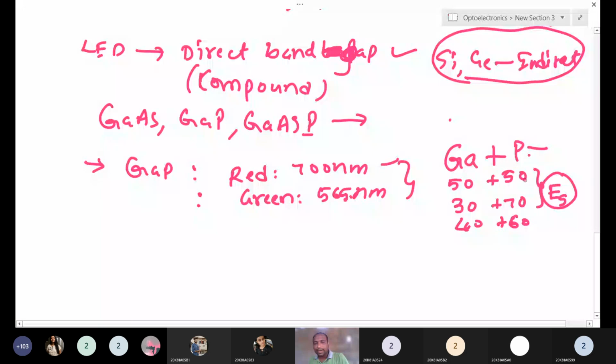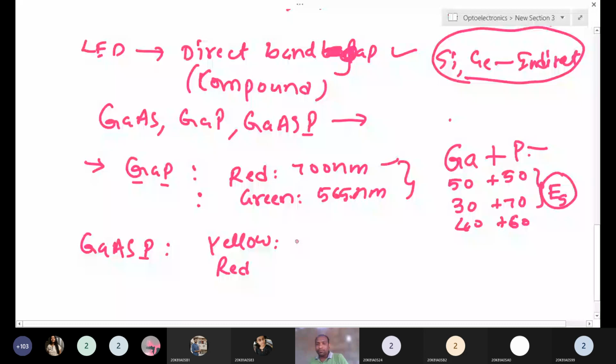Red is like 700 or 650, above 650 nanometer. Using gallium arsenide phosphide, you will get these two colors. Again, depending on the doping percentage of this element, the band gap of the compound semiconductor will change. Once the band gap is changed, the emitted photon color is changing, right?